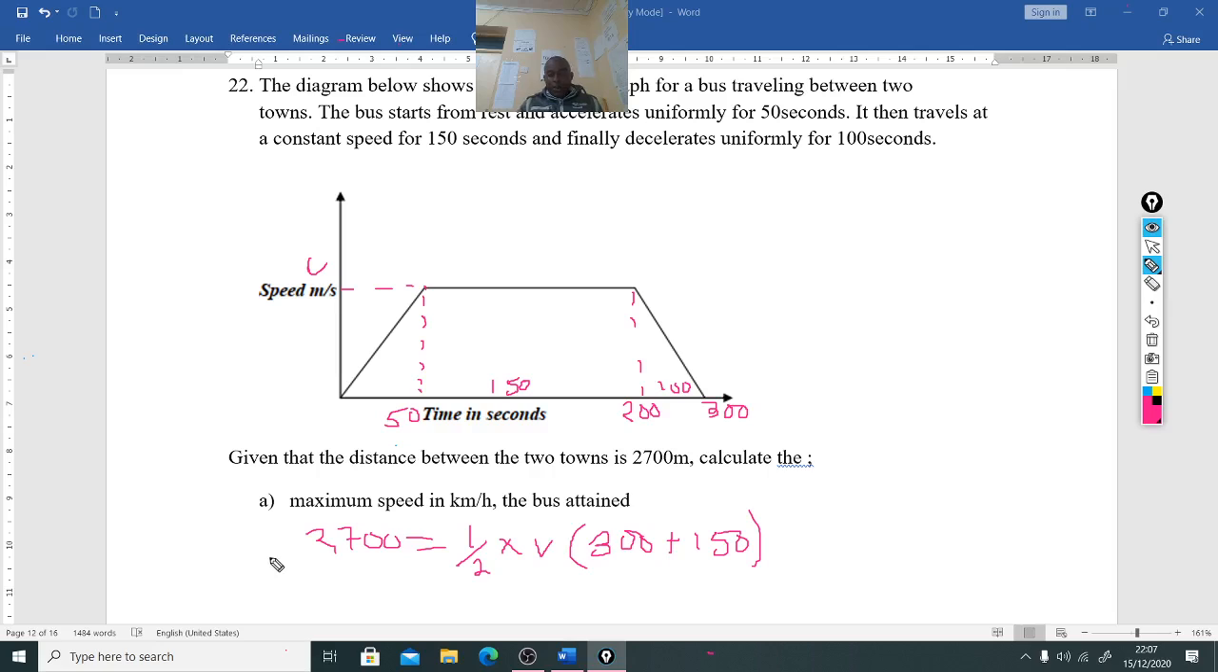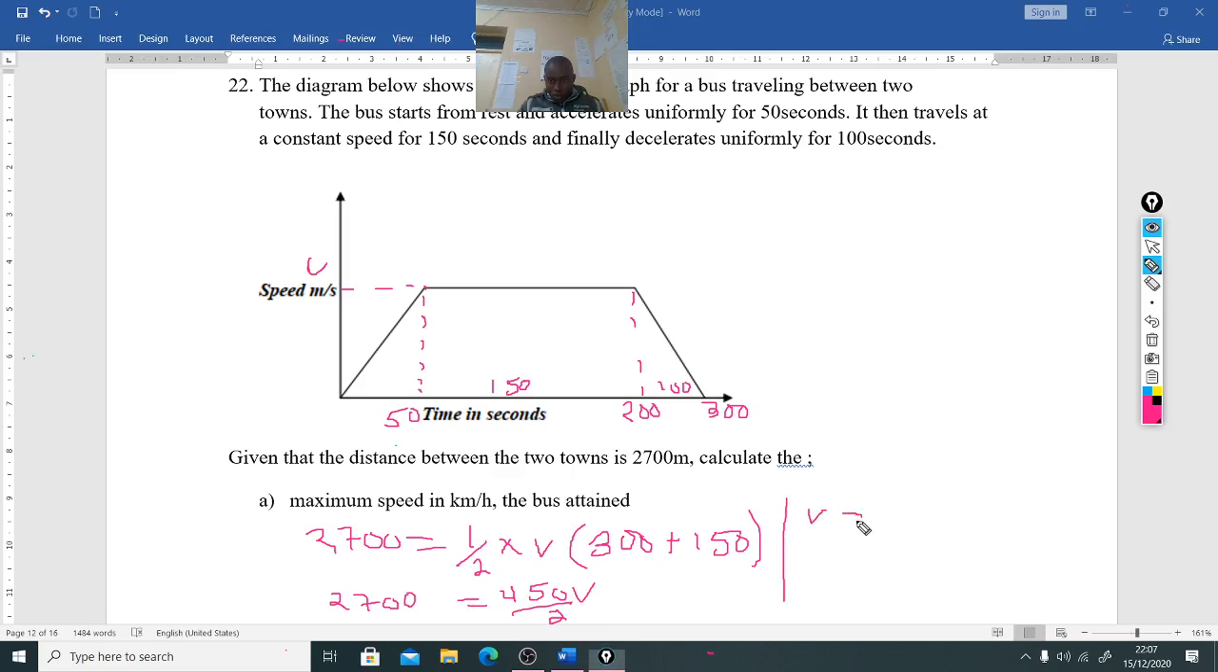That is the area of a trapezium. That is the formula. So if that is the formula, I need to add this one. So this gives me 2,700 equals 450 V, 450 V all over 2. So if I multiply by 2 and divide by 450, it gives me V.